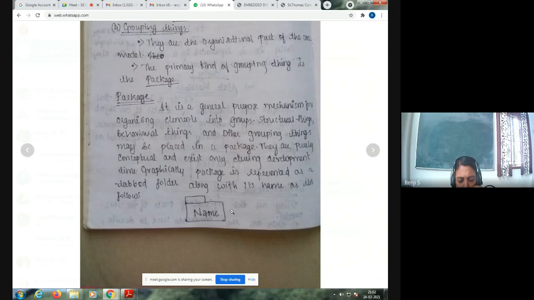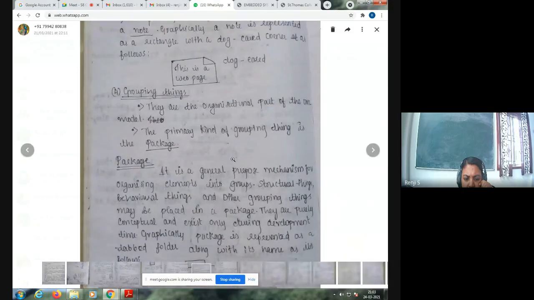For example, all the networking classes in Java come under java.net. All these packages which are similar in function can be grouped together. So these are components that exist conceptually, and they exist during the development phase only, for writing the program. Graphically, a package is represented as a tabbed folder along with its name. A tabbed folder is a rectangle with a small rectangle above it in one corner, and inside that we can write the name of the package. So these are the structural things in UML.